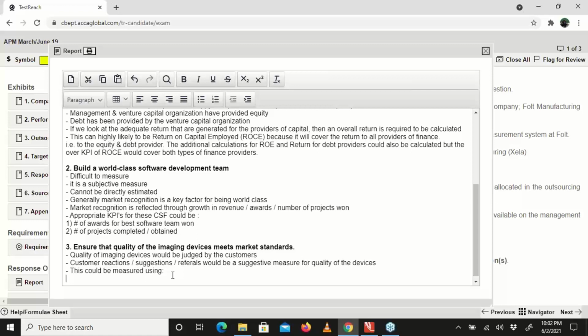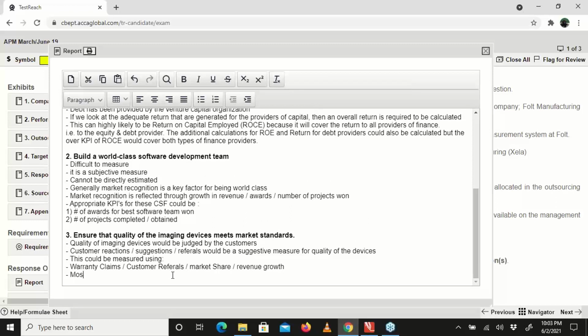you could say the warranty claims, customer referrals, market share, growth in revenue, all of that could be there. So the most appropriate measures could be the revenue growth and the warranty claims. That could be considered the most appropriate performance measures.